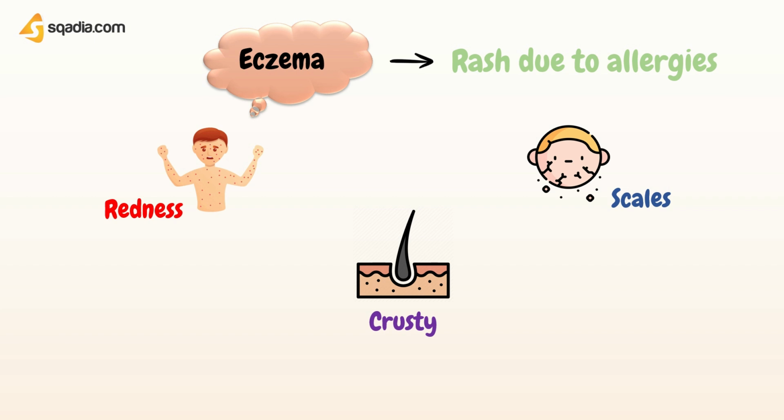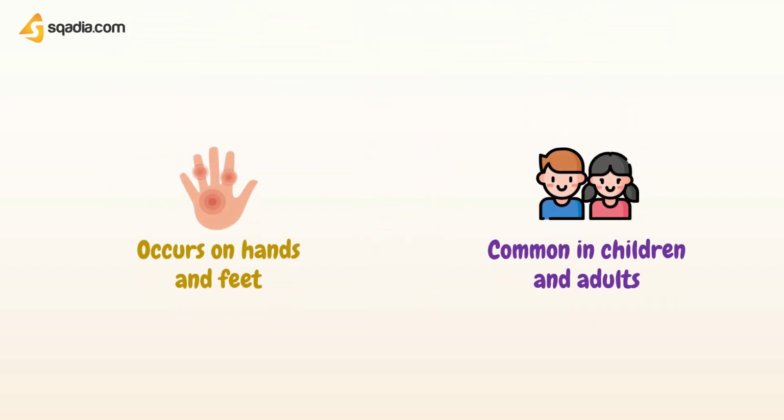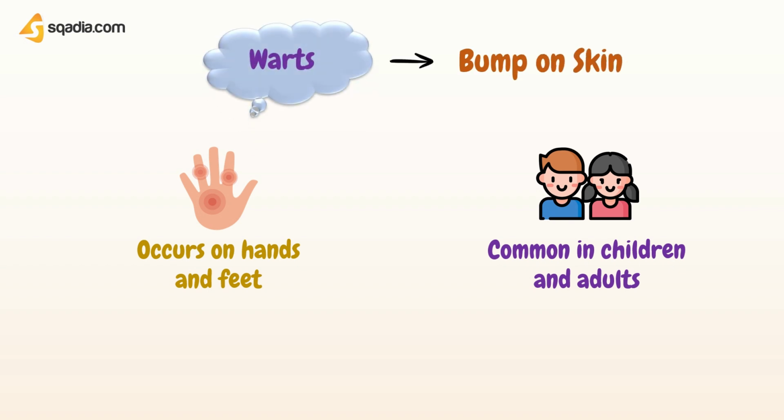But if it occurs often on the hands and feet, most common in children and young adults, then this might be an indication of wart, which is a bump on the skin caused by a virus.